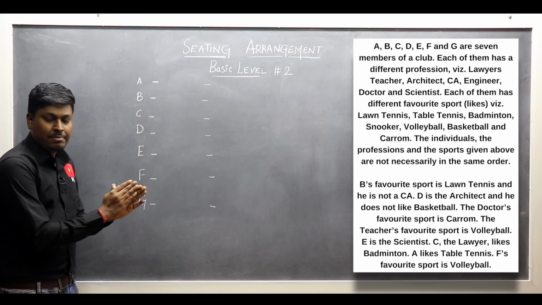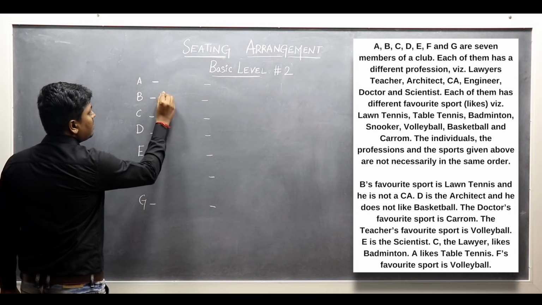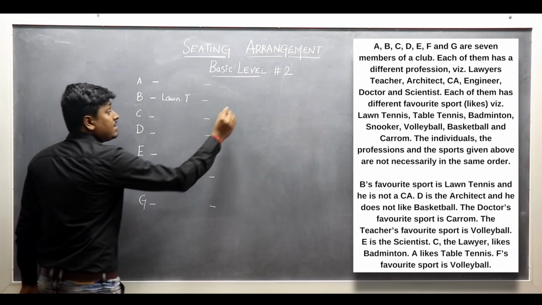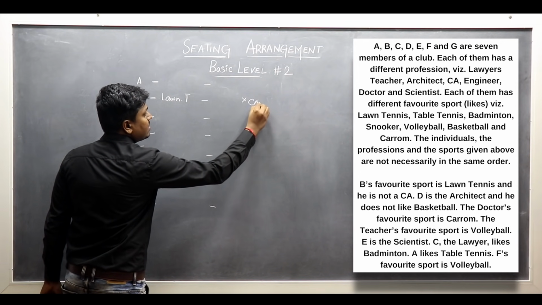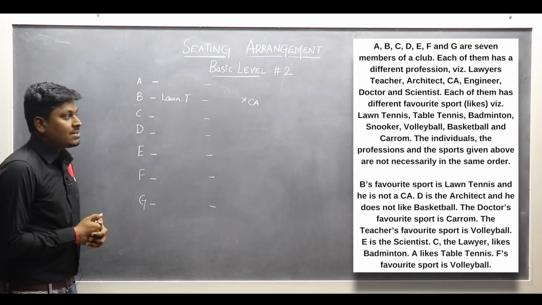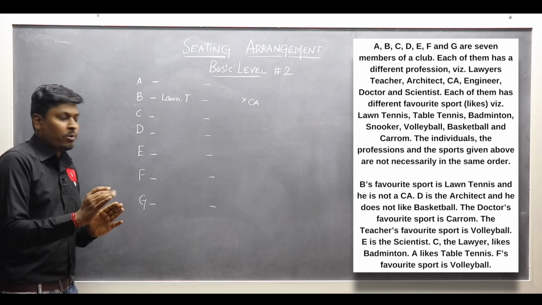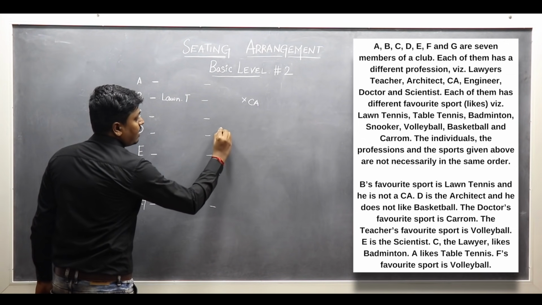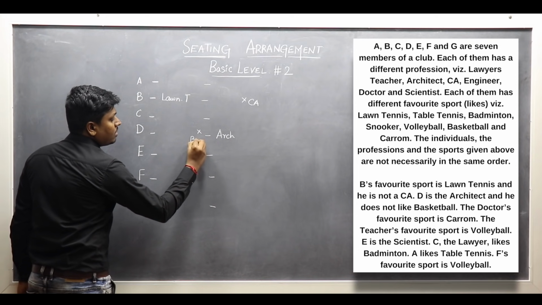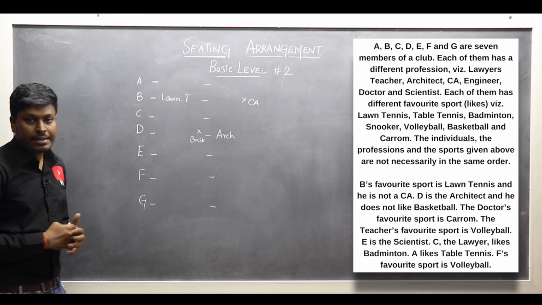It's a direct statement about B's favorite game. So B's favorite game is lawn tennis, and we can directly fix that, but the person B does not like CA. So this is not a CA. Second point, D is an architect and does not like basketball. Similarly, it's a direct point: the person D is an architect and does not like basketball.